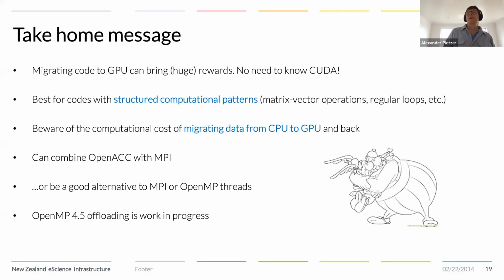So the take-home message is that GPUs can bring potentially huge rewards, sometimes modest, maybe quite decent, factor 10, 20 or something like that. So that's all really good, and that potentially can improve your research.